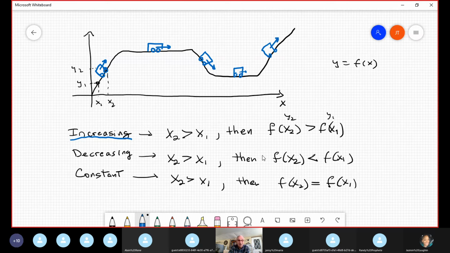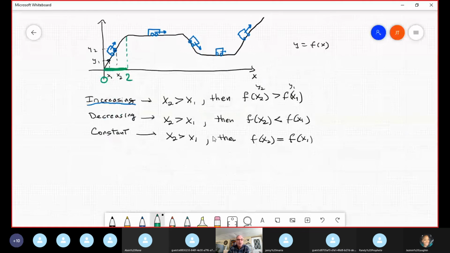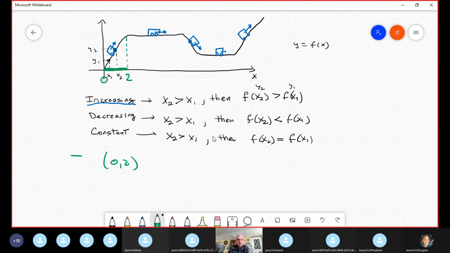Now, what's the problem that some students fail? The problem is that to express the answer, we need intervals. Let me use the green color. The interval you express using values of the domain, so x values. Suppose, hypothetically, this is 0 and this is 2. So in the interval from 0 to 2, the function is increasing.